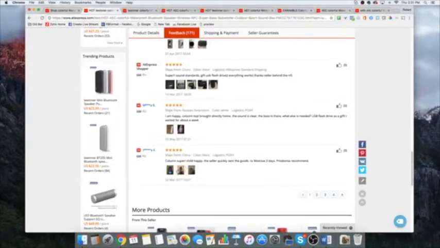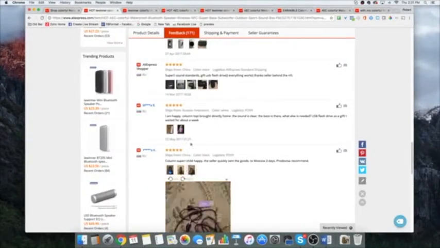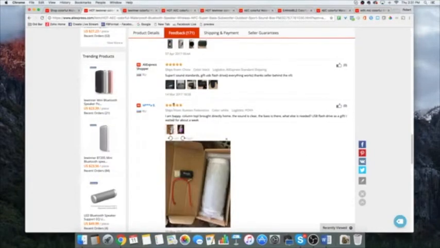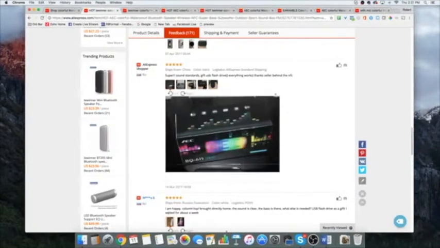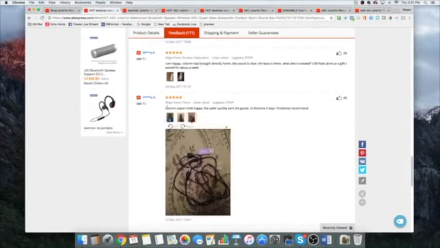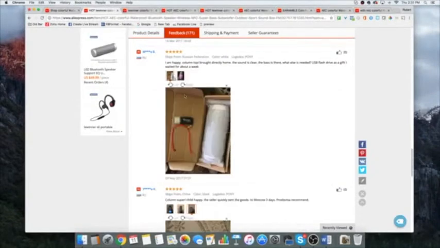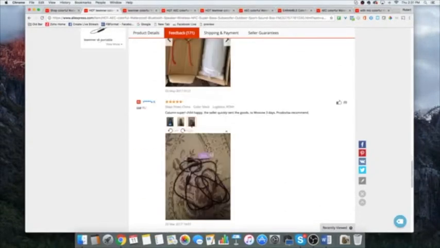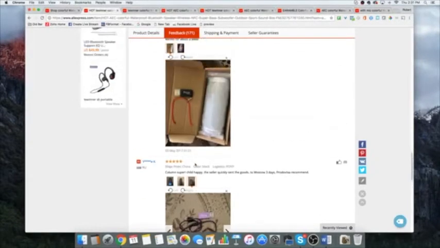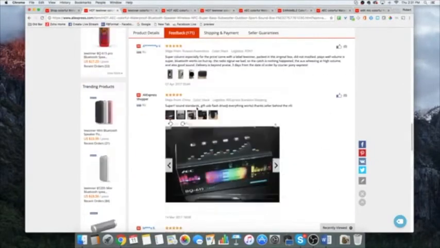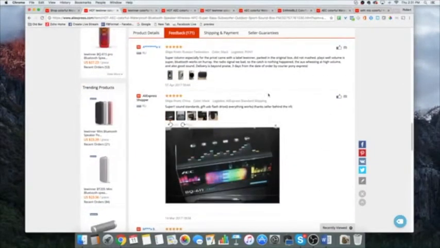So now I get to see what the product looks like, right? Get a good look at the product. Oh, that's that stick. Look, that's the USB stick that they're including. Where'd that picture go? Come on, come back over here. Oh, here it is right here. Yeah. That's what they're including for free so they could listen to their music. Cool, huh? So, yeah, I like it.